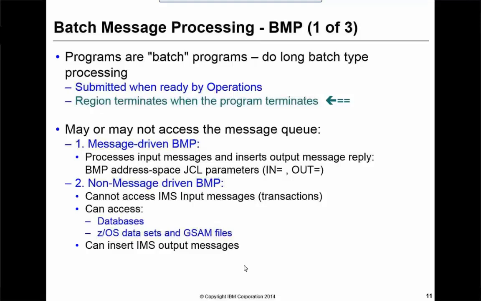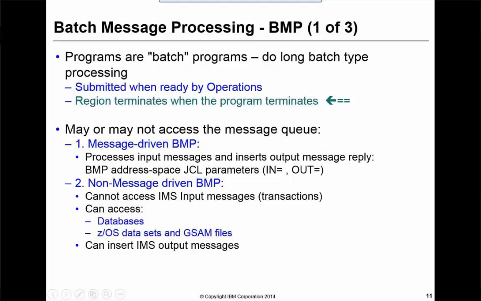So we talked about MPRs, we talked about IFPs. Now let's talk about BMPs. BMP stands for Batch Message Processing Programs. The prior two regions that we talked about, MPRs and IFPs, they process transactions. Transactions usually are required to be done within sub-second response time. What if you wanted to do batch work? You know, go through your entire database and figure out all the stock trades that were done for the day and then generate a report. You know, these long, elaborate types of processing. That's done by these regions known as BMPs, right? So they do long batch type processing.